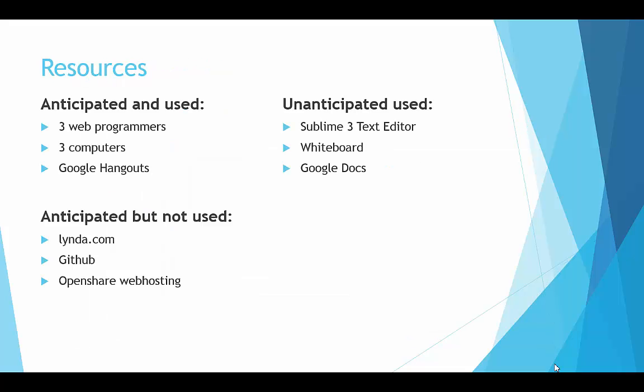And so the resources, we ended up using 3 web programmers and our 3 computers in Google Hangouts. There were some things that we thought we were going to use, but we didn't, like lynda.com, GitHub, and OpenShare web hosting. Some of the things we didn't anticipate using were Sublime Text Editor, Whiteboard, and Google Docs.